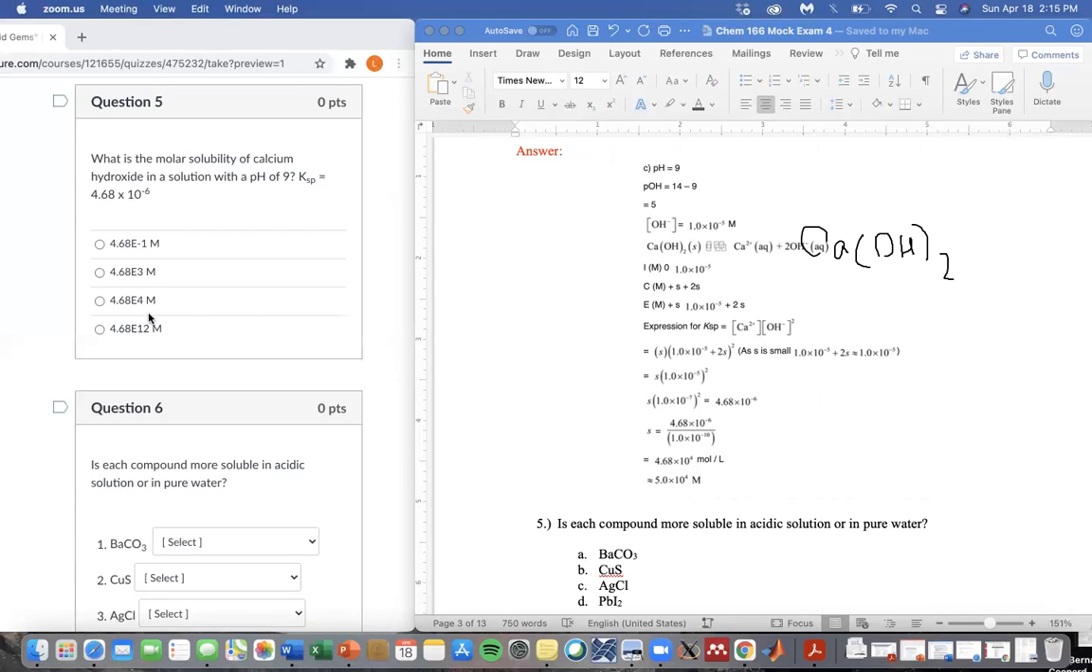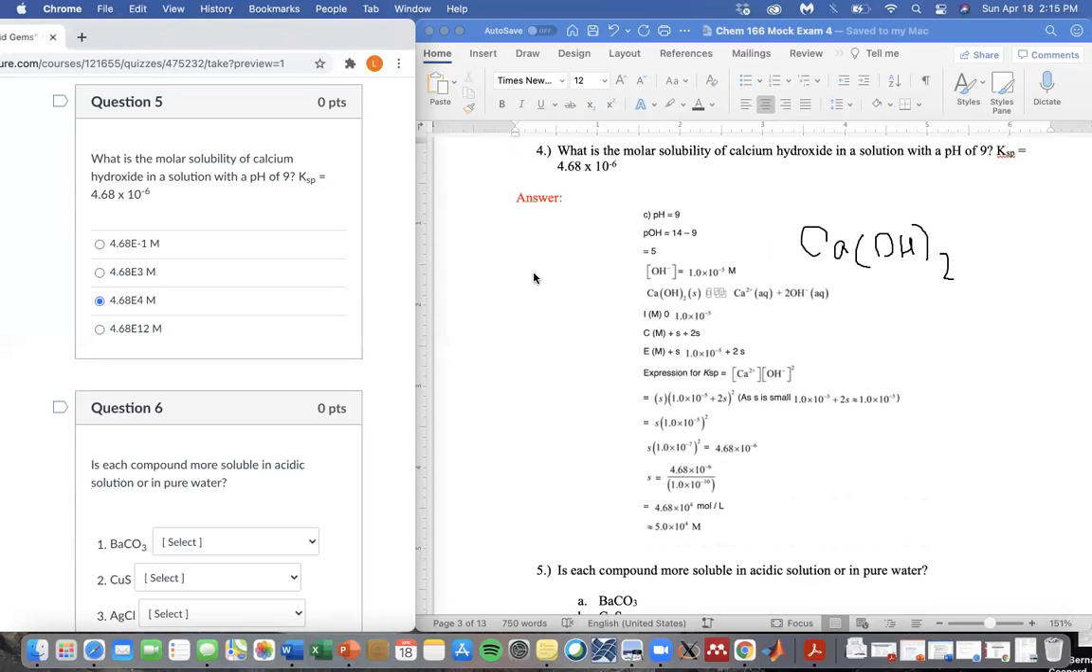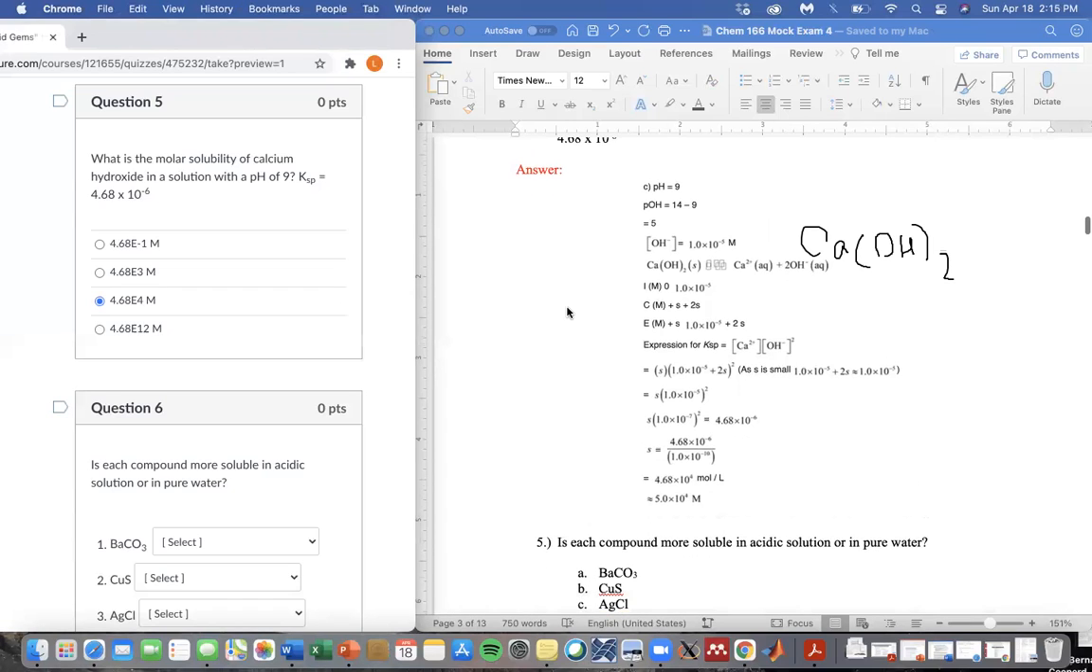So it would be this one. Do you have any questions about that one? It's just kind of making sure you have the right concentration of OH minus to start off with. Yeah, all good. Okay. I have just one question.